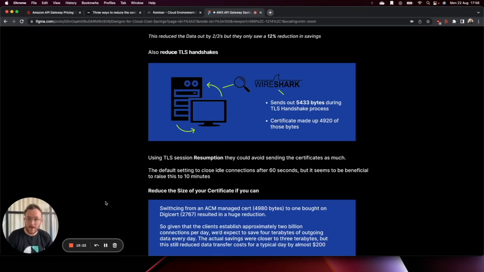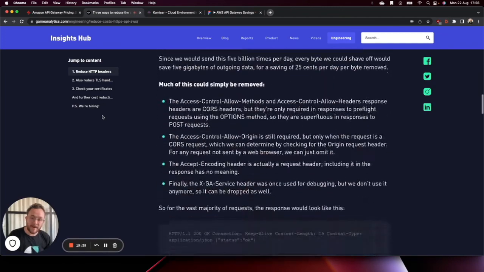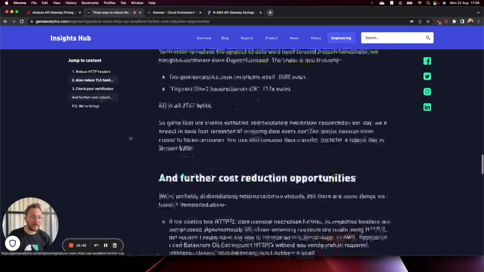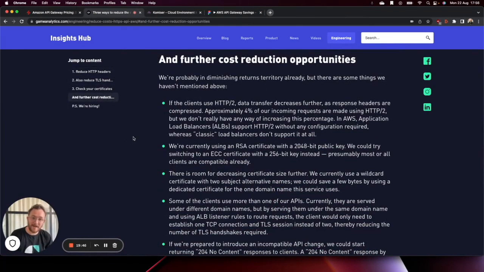If you are part of an organization that has a very request heavy application, I would definitely recommend for you to go through these steps too, to find where you might be able to save some cost. The actual article also at the bottom has some other very interesting cost reduction tips, and I would definitely recommend for you to check those out.